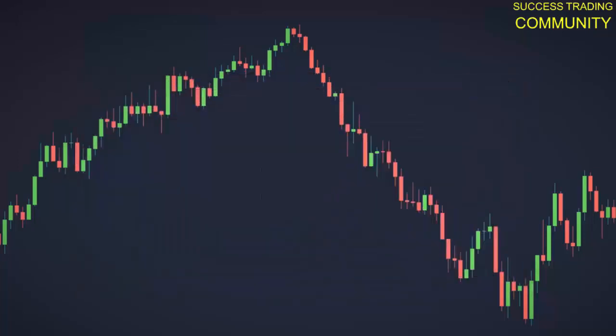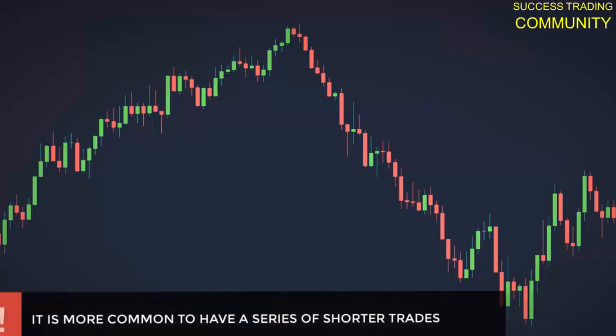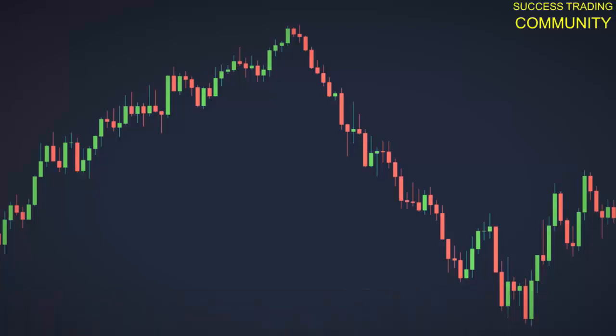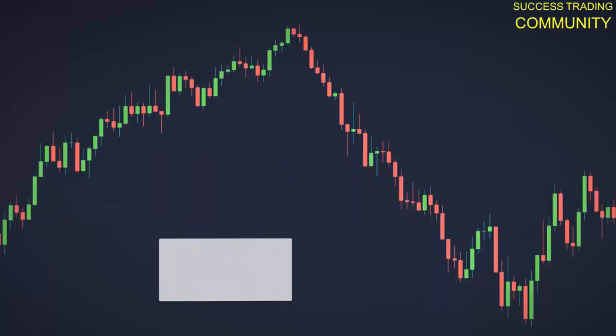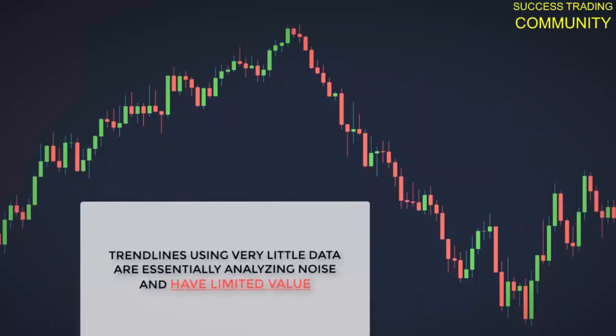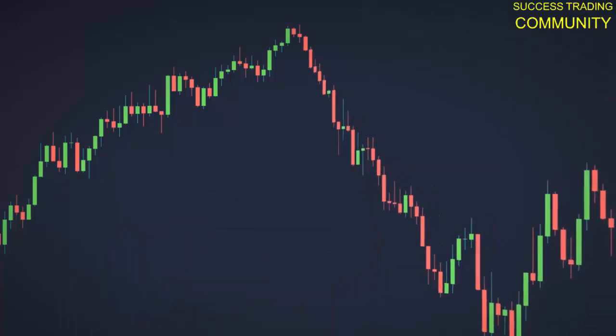However, it is more common to have a series of shorter trades. While the biggest profits come from holding one position throughout a sustained trend, a series of shorter trades is also a viable alternative if you are an active trader. Just be aware that trend lines using very little data are essentially analyzing noise and have limited value.